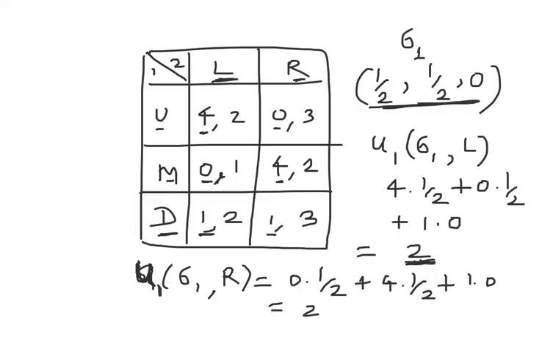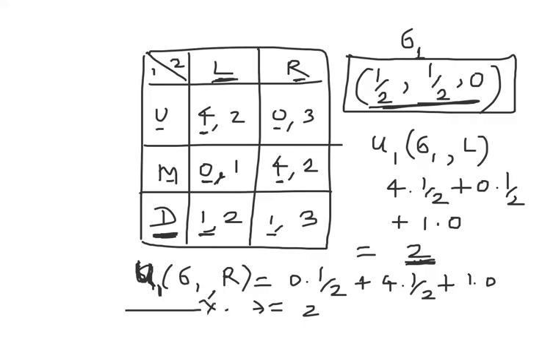So this mixed strategy that player 1 has, 1/2, 1/2, and 0, results in an expected payoff of 2, no matter what player 2 does. And clearly, that is going to dominate the strategy D for player 1, because he gets 1 no matter what player 2 does. So this is your dominance in the mixed strategy here.